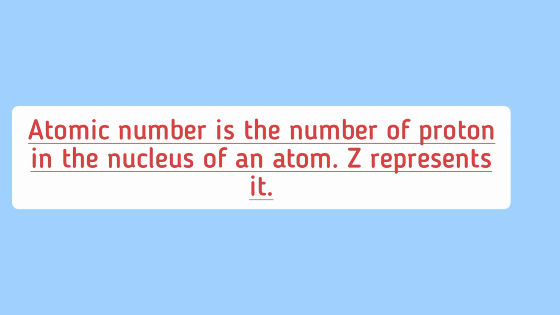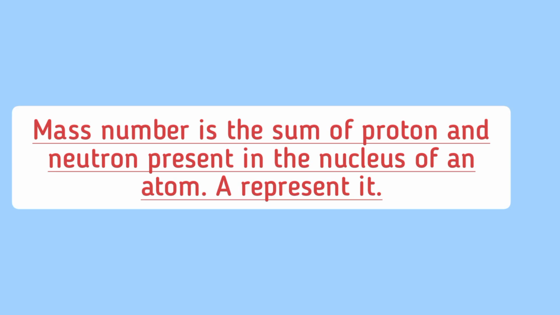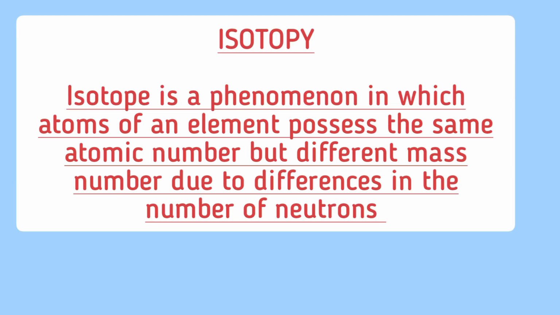Now, atomic number is the number of protons in the nucleus of an atom. Z represents atomic number. Mass number is the sum of protons and neutrons present in the nucleus of an atom. A represents the mass number. Isotopy. Isotopy is a phenomenon in which atoms of an element possess the same atomic number but different mass number due to a difference in the number of neutrons.